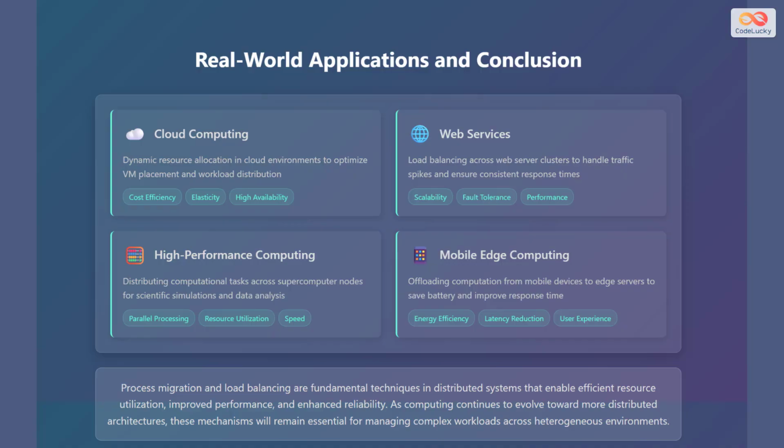In conclusion, process migration and load balancing are essential techniques in distributed systems that facilitate efficient resource utilization, improved performance, and enhanced reliability. As computing continues to evolve toward more distributed architectures, these mechanisms will remain critical for managing complex workloads across heterogeneous environments.